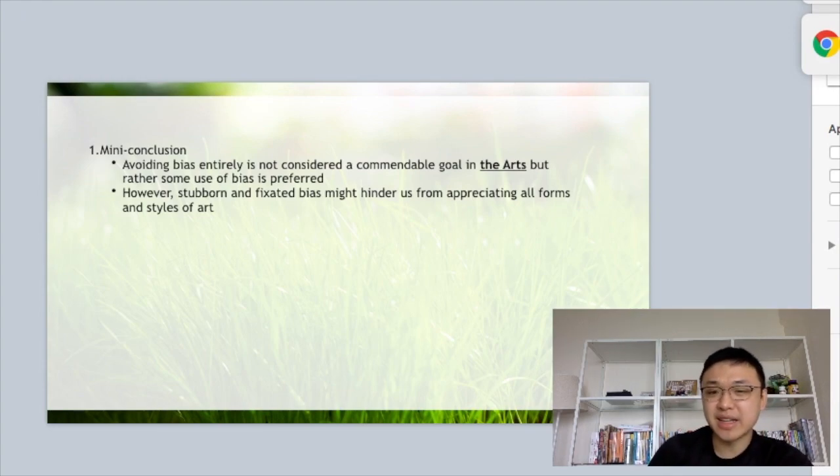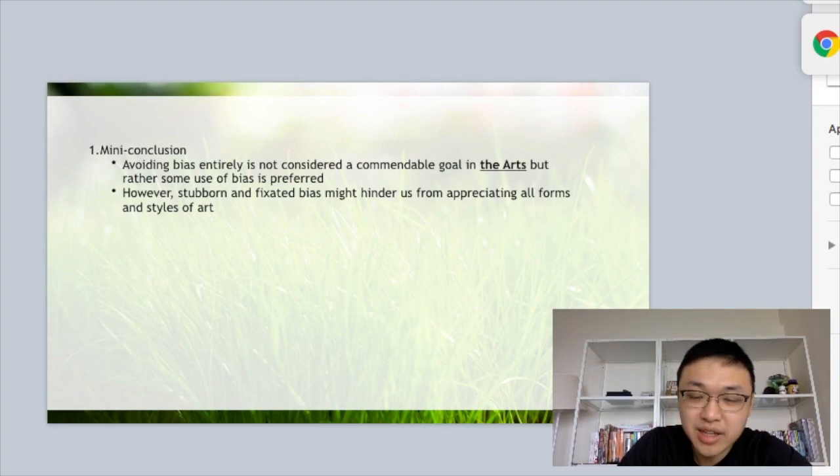Yeah, so I think this makes sense. The whole idea here is that, for example, if I listen to country music my entire life, I might feel that all rock music is bad, is crap. But by having this bias, it stops me from appreciating all forms of art, right? So I guess this is the statement we're trying to make here.